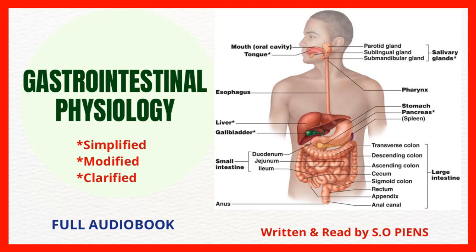So welcome back. Now, next is the seventh topic, which is the GI hormones. We have a number of hormones that are secreted along the GIT. Now let's start with gastrin.